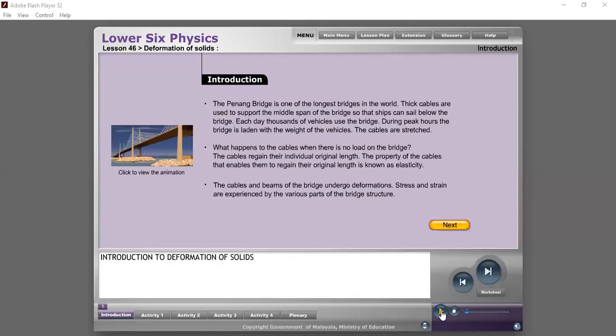Okay, ladies and gentlemen, let's go through the lesson. Introduction to deformation of solids.